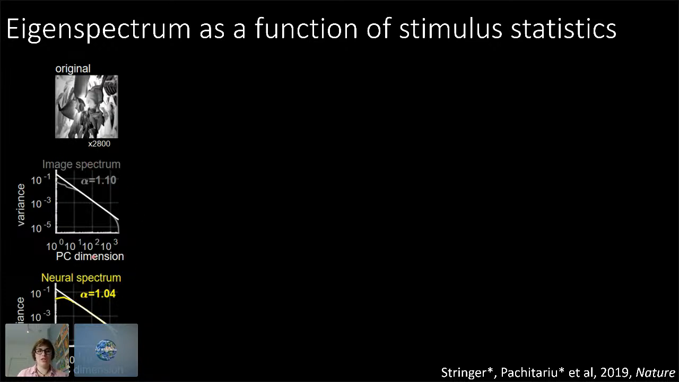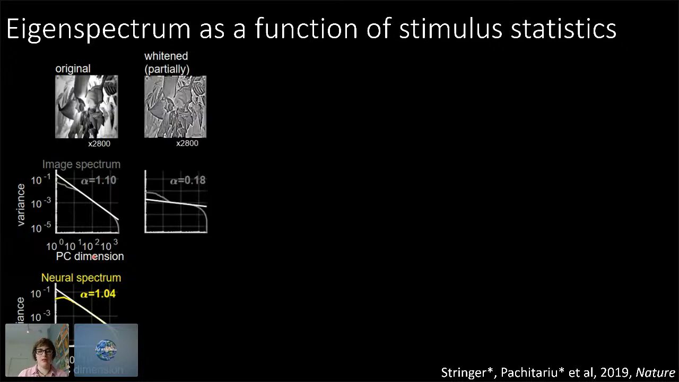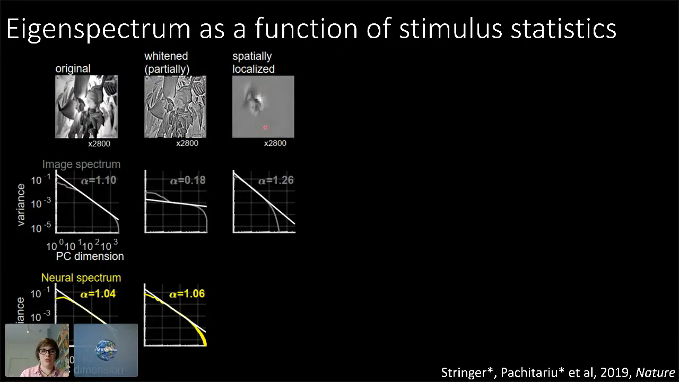So we thought, okay, let's change the image spectrum by, for instance, whitening the stimuli and see what happens to the eigenspectrum. What we found in that case was that the eigenspectrum also decayed as a power law, where alpha is still close to 1. The low dimensions here correspond to low spatial frequencies. Even though we've destroyed that low spatial frequency information, we still get this 1/n to the alpha decay where alpha is close to 1.